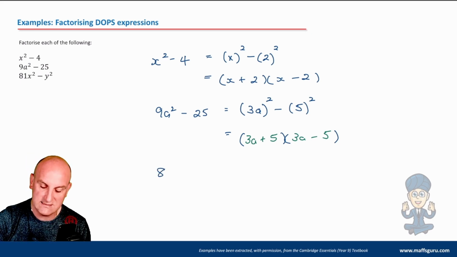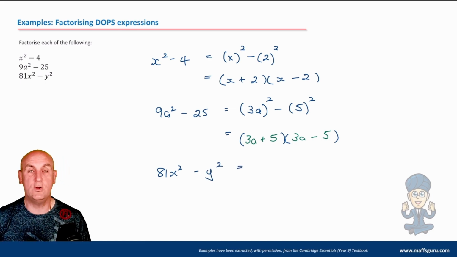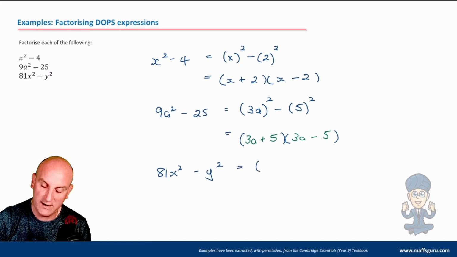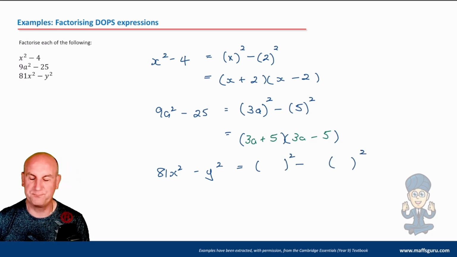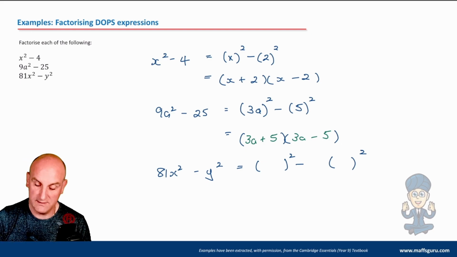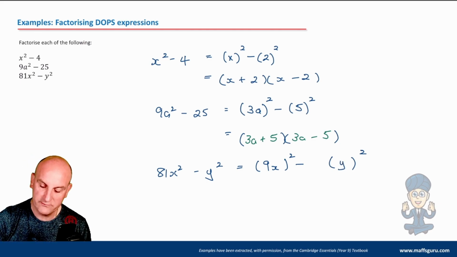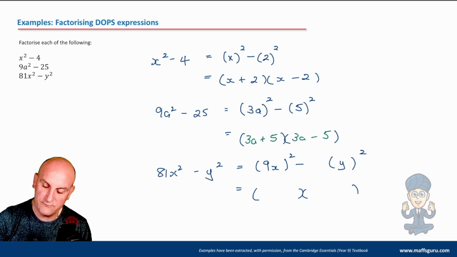Let's try again. I've got 81x squared minus y squared. They're not written as DOPS yet, are they? No. So let's do that. We've got brackets minus brackets, put a square there and a square there. Something times itself gives me 81. Well, that's got to be 9, because 9 times 9 is 81. Something times itself gives me x squared. Well, that's got to be an x. So there we go. So we've got 9x all squared minus, oh, that's easy, y. So again, I've got my difference of perfect squares.